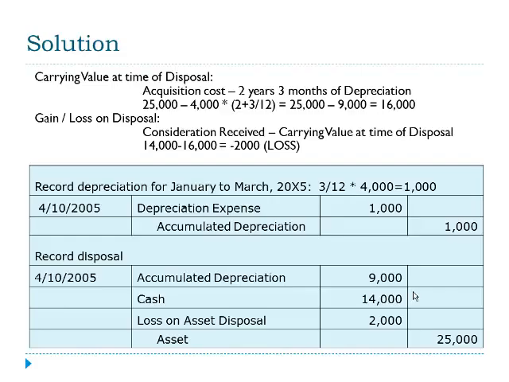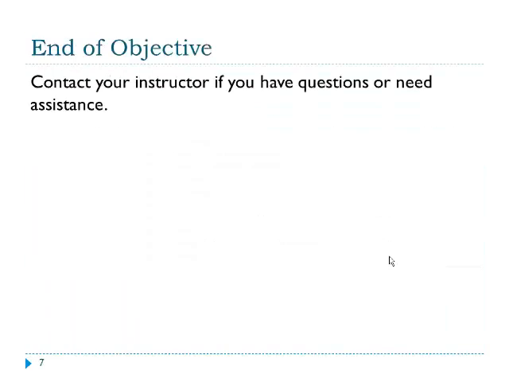At the point that we've recorded taking accumulated depreciation of $9,000 off of our books and recognizing the $14,000 we received, there's $23,000 of debits. The asset coming off of our books is $25,000, so we needed an additional $2,000 debit. Losses are debits, they're reductions in owner's equity.